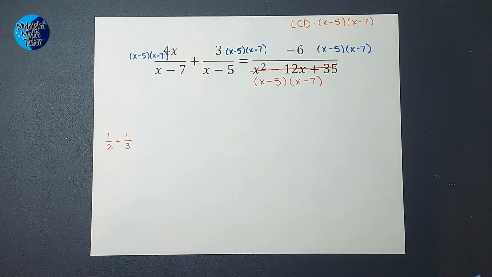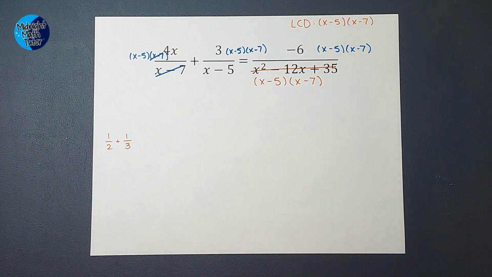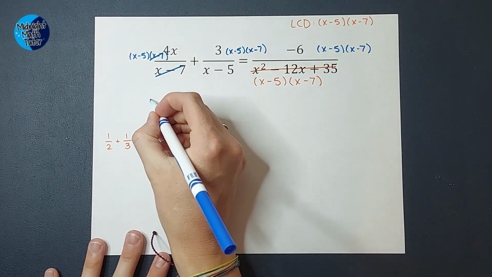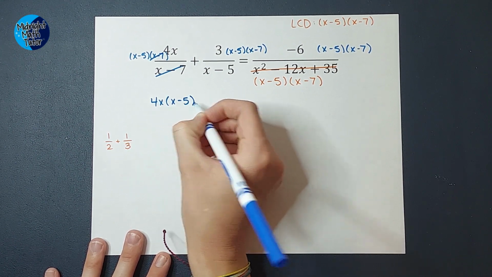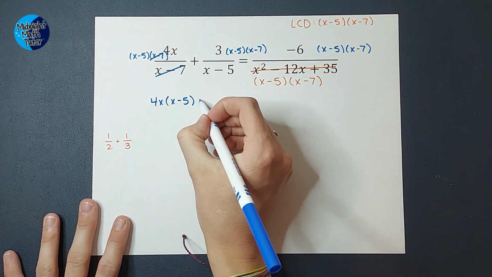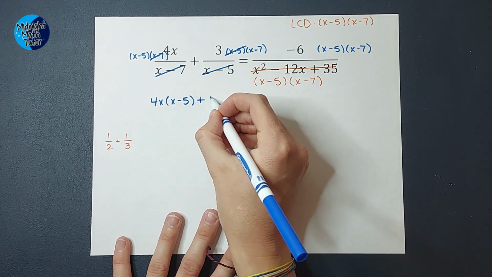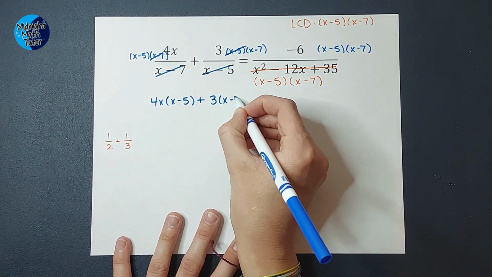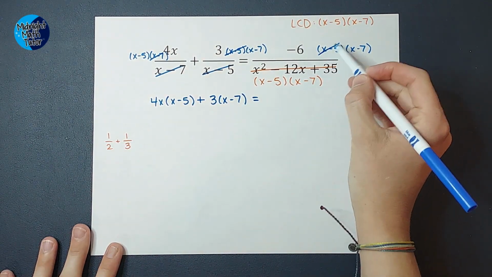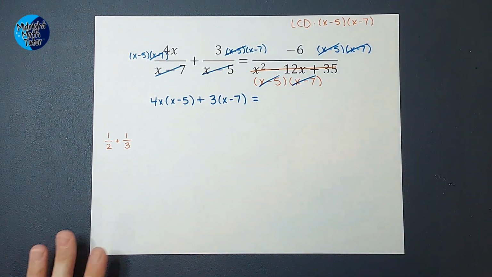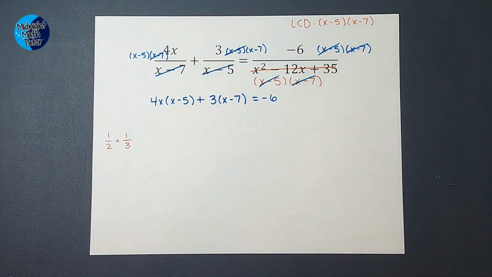This is the exciting part, okay? So when I multiply this, guess what? X minus 7 and x minus 7 cancel. So I'm just left with 4x times x minus 5. Oh my gosh, that's not as scary, right? Plus, okay, this guy and this guy are going to cancel, and I'm left with 3 times x minus 7. Oh my gosh, best day ever, okay? Look what happens here, guys. X minus 5 and x minus 5 cancel, and the x minus 7s cancel. What? So I'm just left with minus 6. What? You're like, is that even real? We just got rid of all denominators.